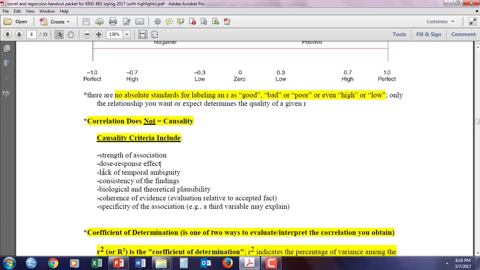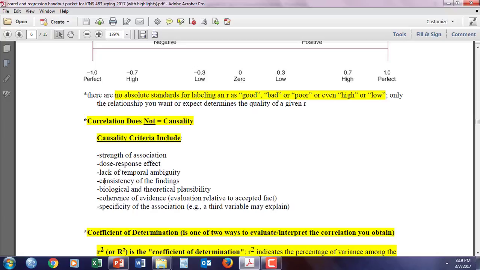So there needs to be a lack of temporal ambiguity. We need to be sure if something is causal that the cause occurred before the effect. That's, in essence, a lack of temporal ambiguity. We are sure that the causal thing, in fact, came before the effect.